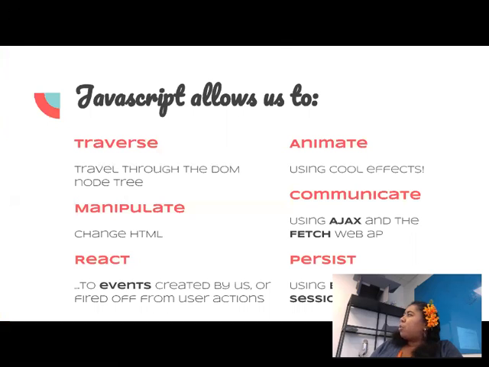JavaScript also allows us to react, pun on actual React, right? We're not talking about literal React at this point, but it does allow us to react to events that are created by the user, or created by us, to listen to them. And then when events happen from users' activity, we can make decisions about what we want our document to do based on those events happening. JavaScript allows us to animate really cool stuff, communicate things, and that's what we'll get into next week when we start talking about jQuery and Ajax.